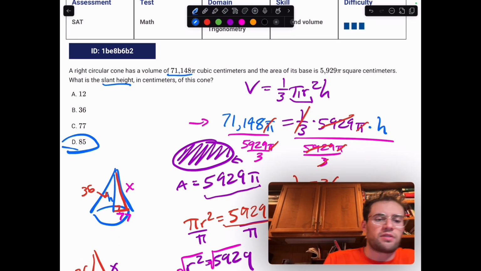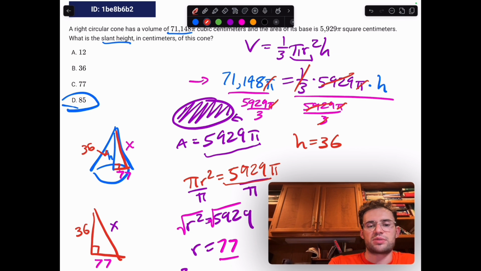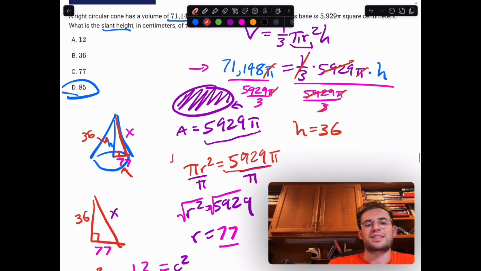Now the other thing you could have done, once you found that the radius was 77, right? So once you figure out that the radius is 77, the slant height, because the radius is a leg of the right triangle, the slant height has to be longer than the radius. It also has to be longer than the height. In this case, the height was way less. Because the second biggest option was 77, which is the length of the radius, then you know it had to be d, right? It had to be the thing that's bigger than that.